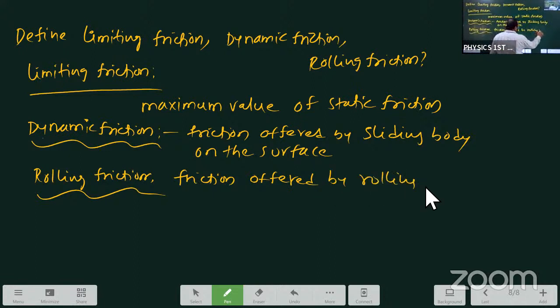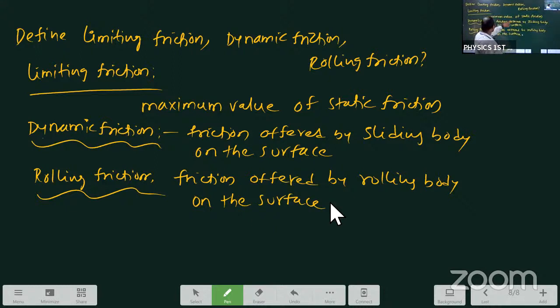Rolling body on the surface. This is rolling friction. Overall, the maximum value, the peak value of static friction, is limiting friction. A body moving on the surface has dynamic friction. A body rolling on the surface has rolling friction.